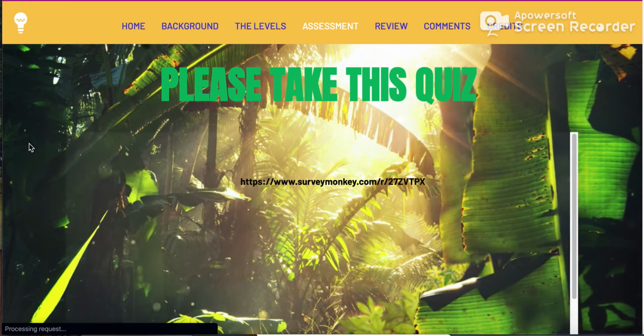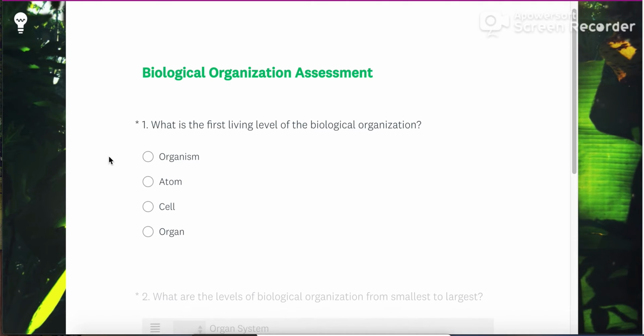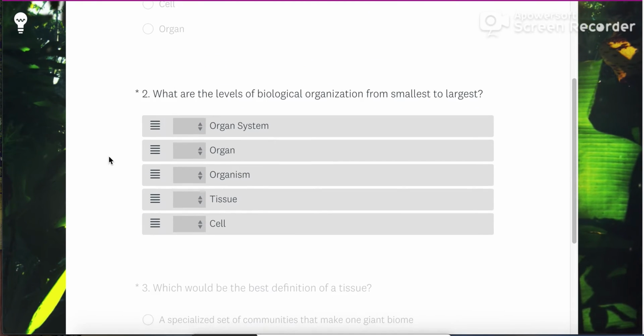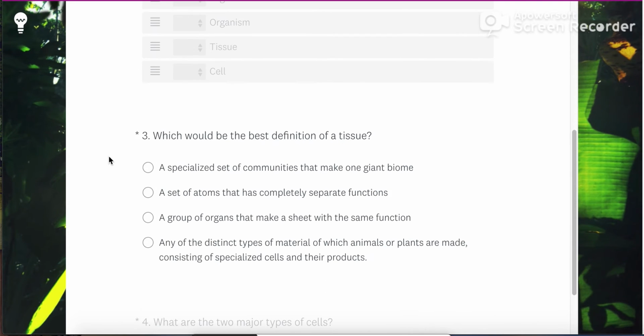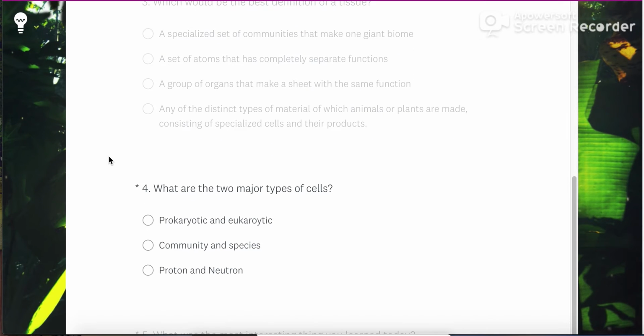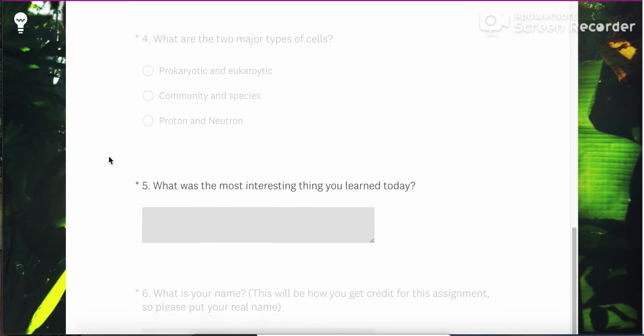Next, I embedded a survey into my webpage, asking things such as what the first level of biological organization is. Then I asked them to rank them in order of smallest to largest. Next, I asked what the best definition of a tissue would be. Then I asked what the two major types of cells were.